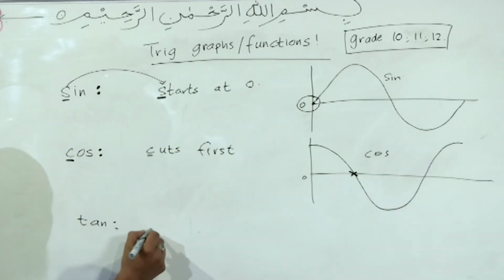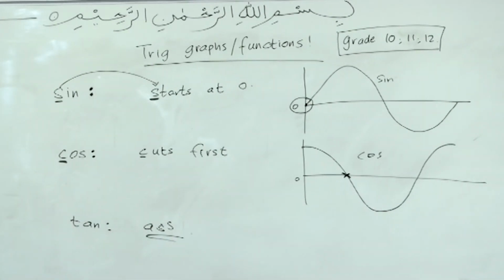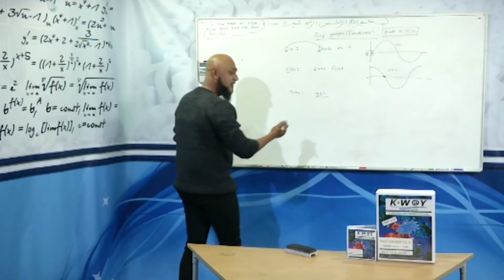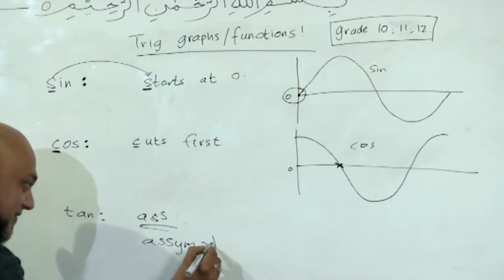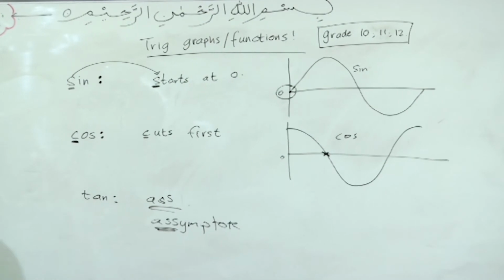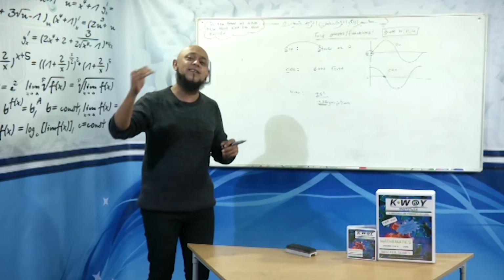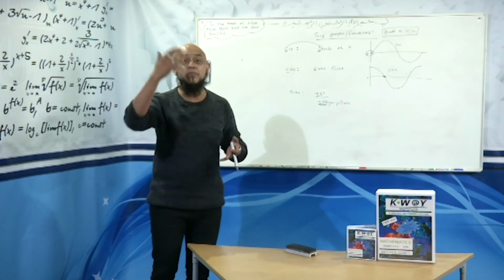And remember, tan's S. Some of you might be laughing. What does the letter S stand for? I'm not swearing, I'm not being vulgar on TV. The S is an acronym for asymptote. So just remember, S sine starts at 0, C cos cuts first, and tan's S. If you remember that, you remember the process for all the graphs.